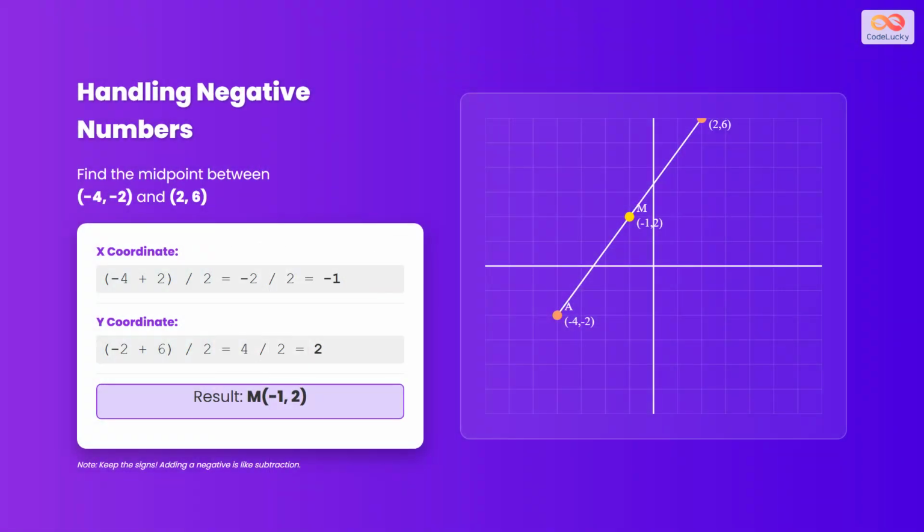What if we have negative numbers? The process is exactly the same, but be careful with your signs. If we have negative 4, negative 2 and 2, 6, we add them just as before. Negative 4 plus 2 is negative 2, divided by 2 is negative 1. Negative 2 plus 6 is 4, divided by 2 is positive 2. So the midpoint is negative 1, 2.